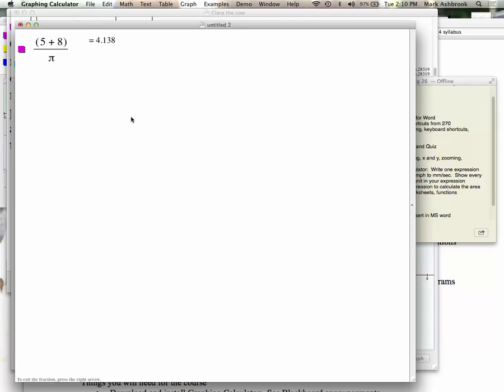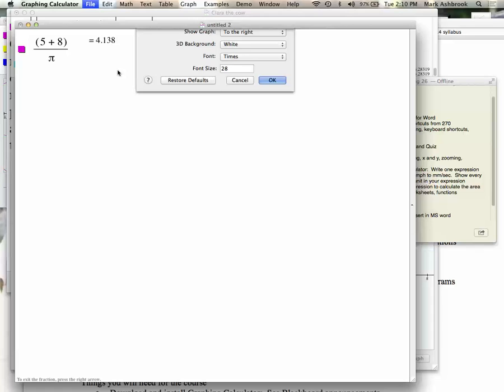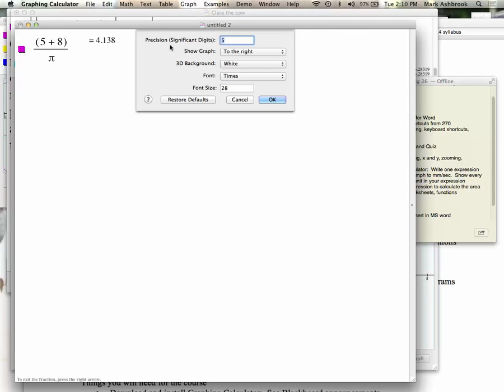Do you have to go more than 3 decimals? Yes. That's in the document settings. In document settings, you can choose your precision. Here. Okay.